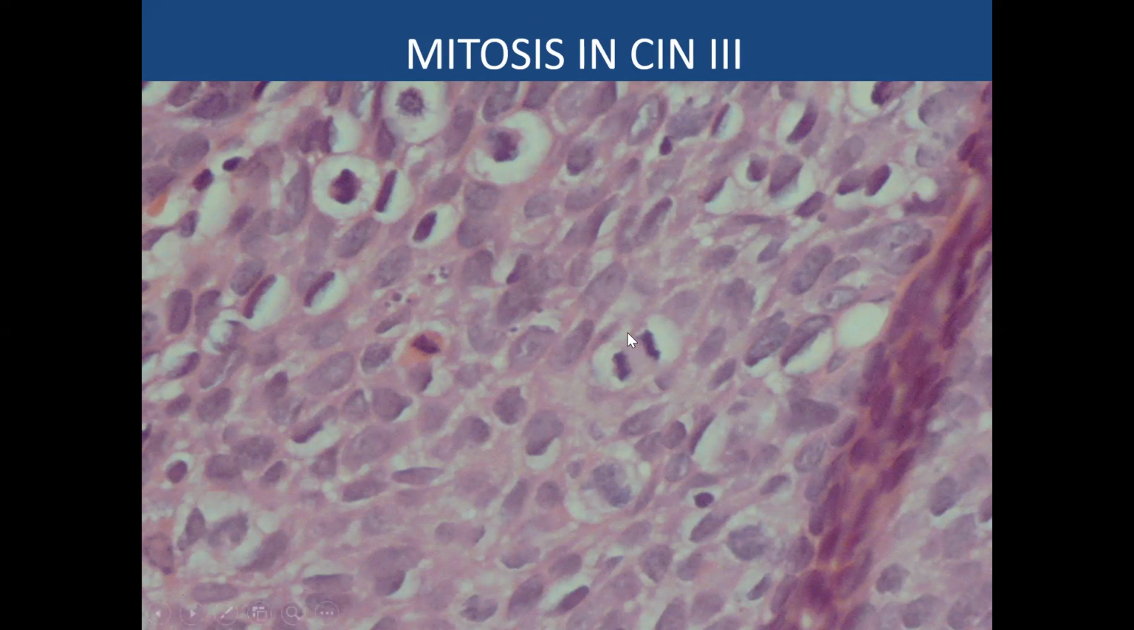Okay, so this is mitosis. This cell is divided into two. You can see one going here, one going here. This is for those who haven't seen mitosis before.